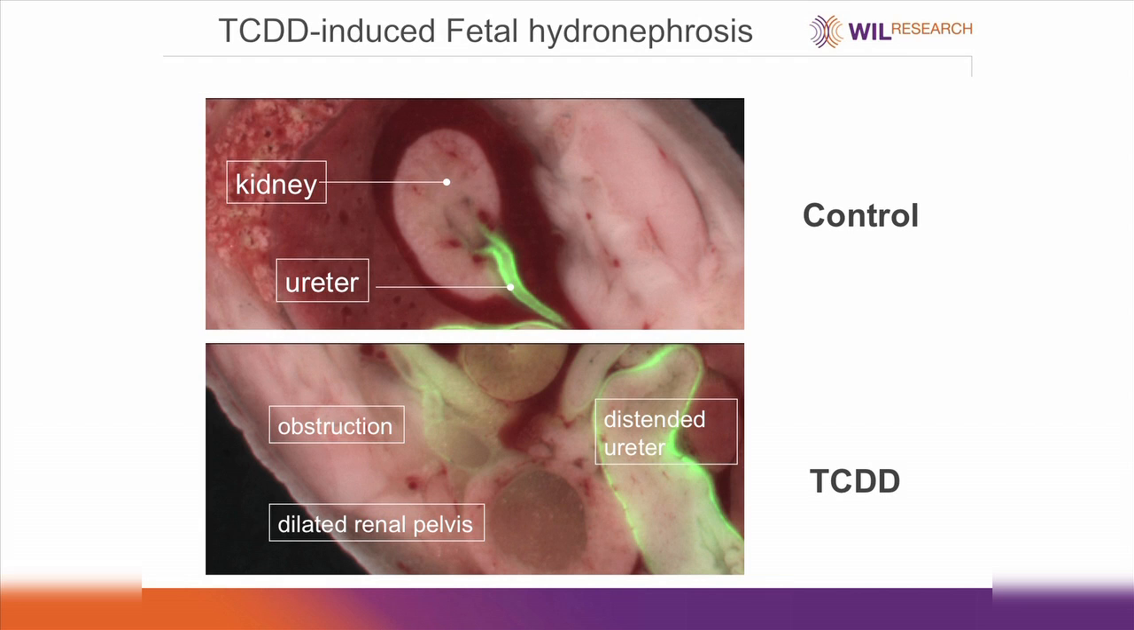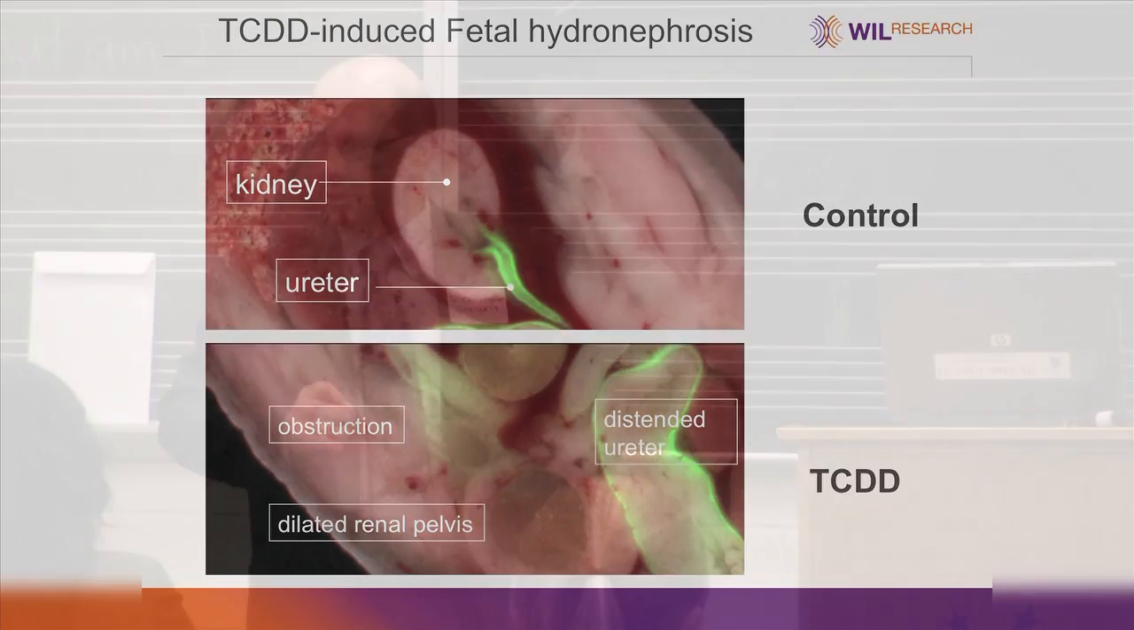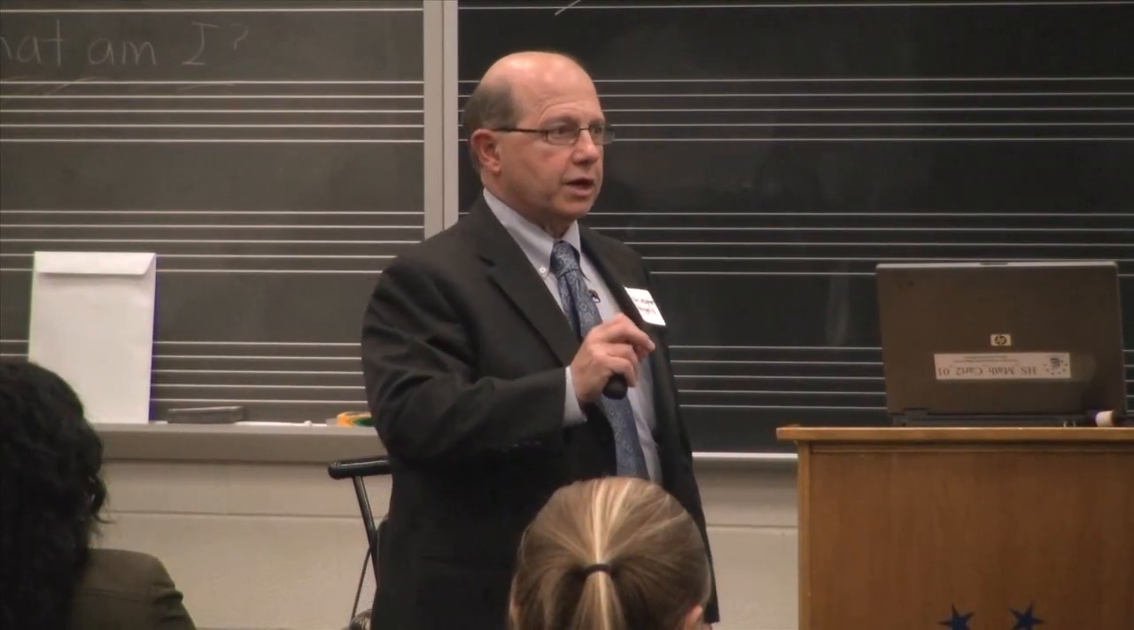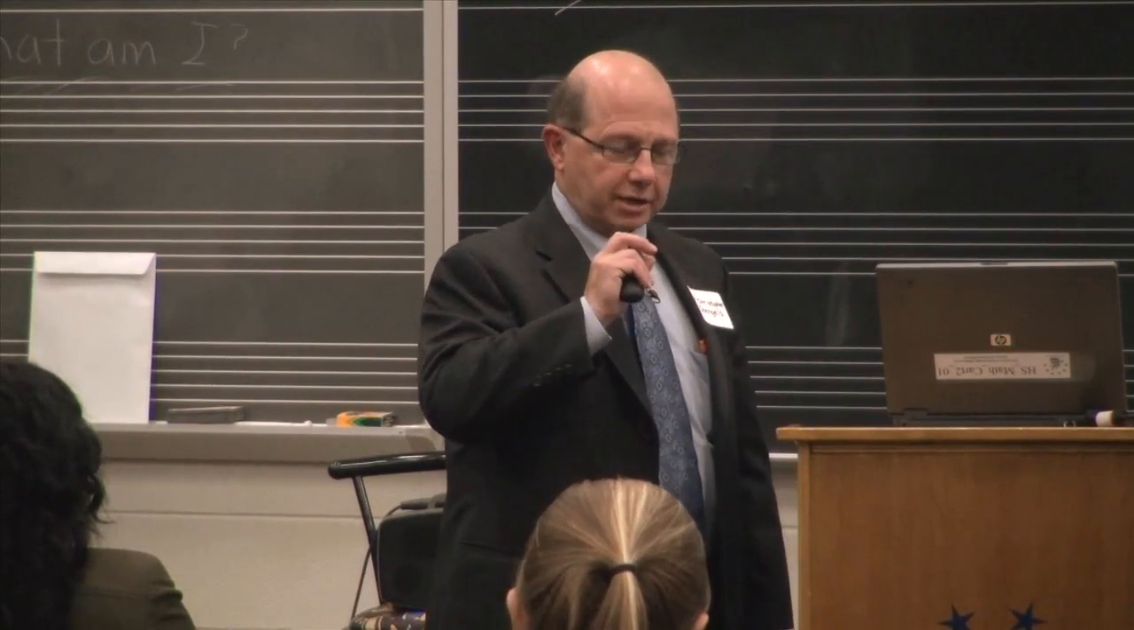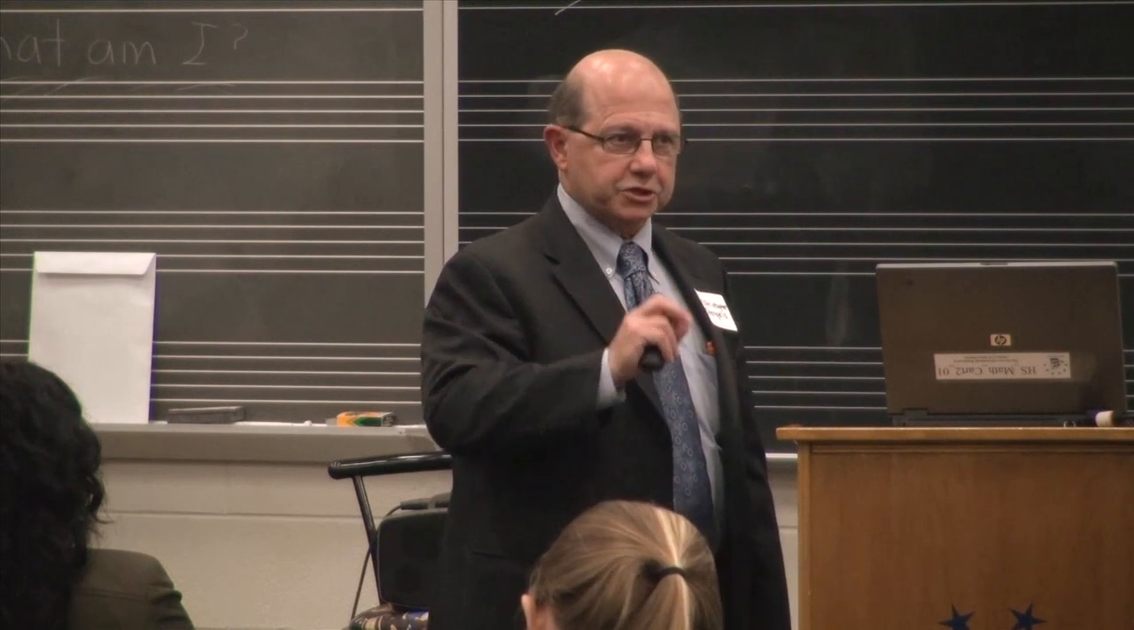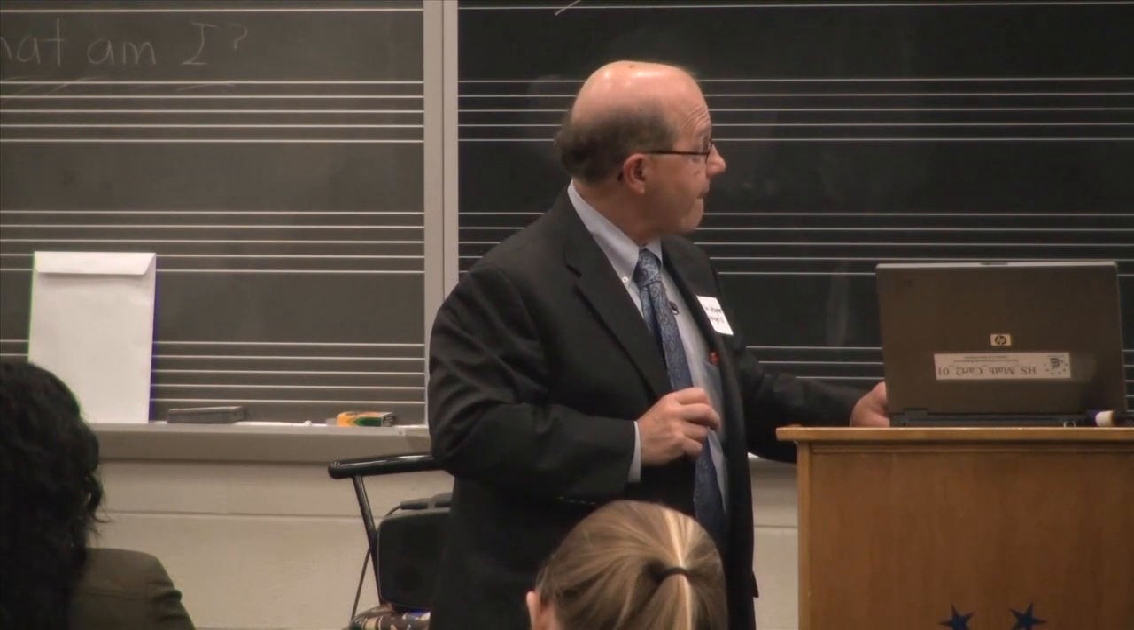Here's an example from an animal that was exposed in utero to a chemical called TCDD. Here's the normal kidney, here's the normal ureter, and down here is the affected kidney, but you can see the pelvis is greatly increased in size. The ureter is greatly distended, and it was just much easier to visualize with these. So remember: increased information, target organ identification, more use of imaging.